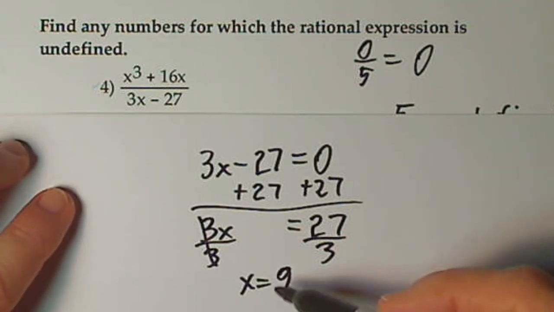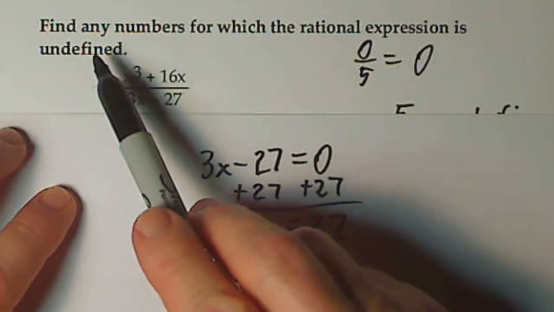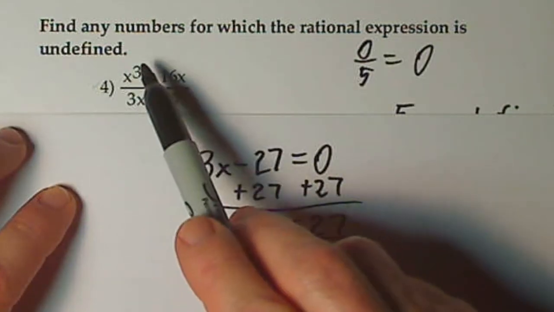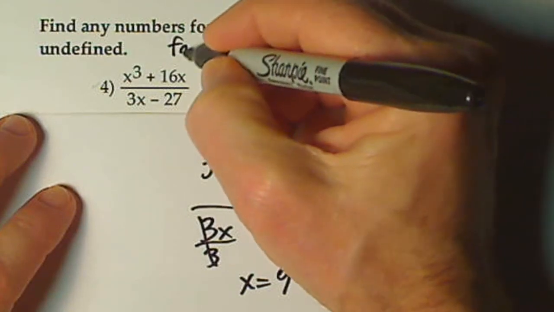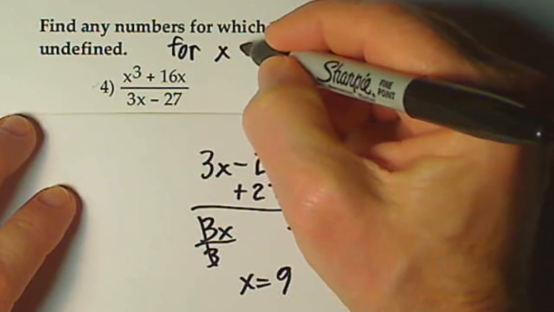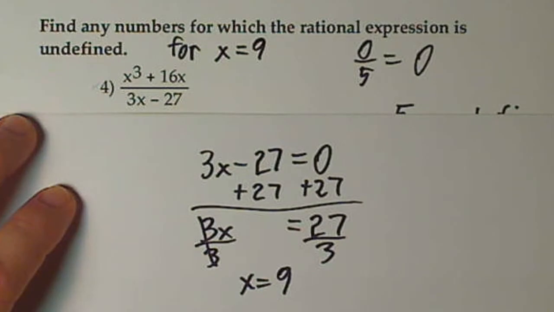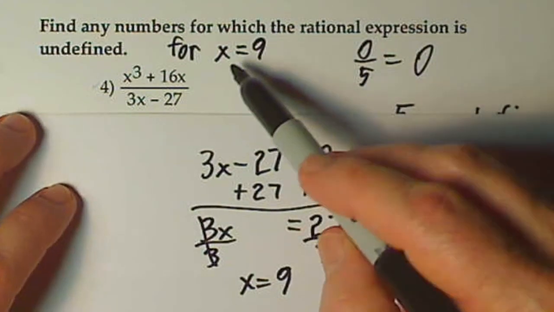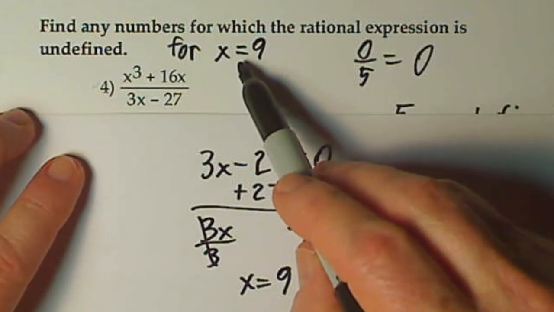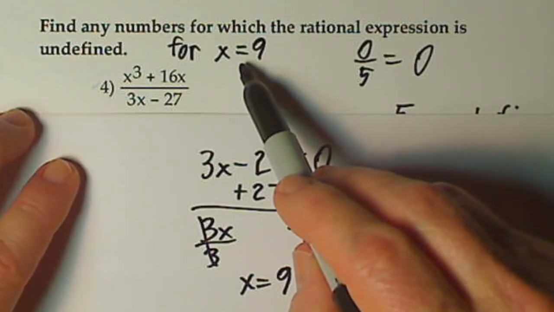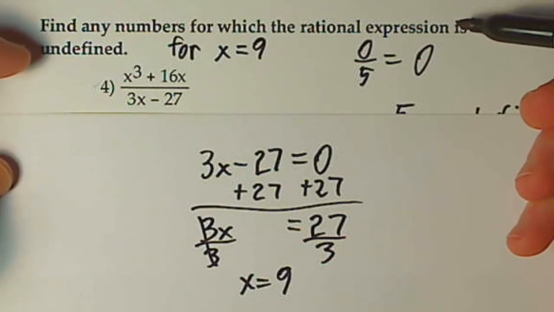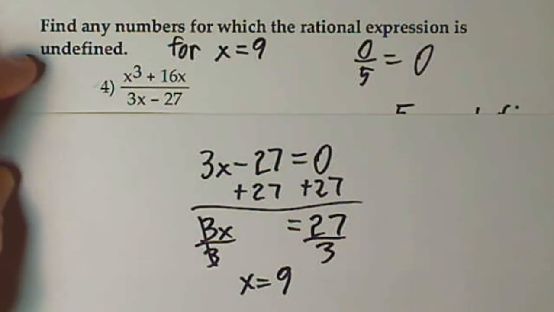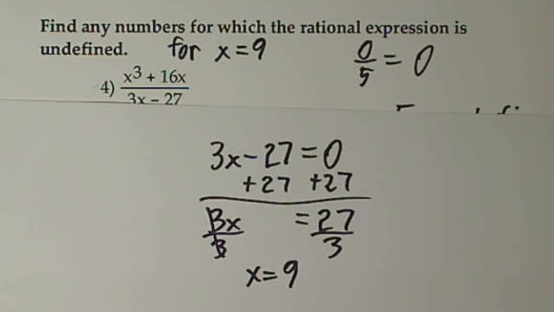So it looks kind of funny this way. Find any numbers for which the rational expression is undefined. It's undefined for x equals 9. Okay? I'm a little uncomfortable writing it that way because the one thing x cannot be equal to is 9. But if you're directly answering this question, that's how you would answer it. Okay, that takes care of number 4.